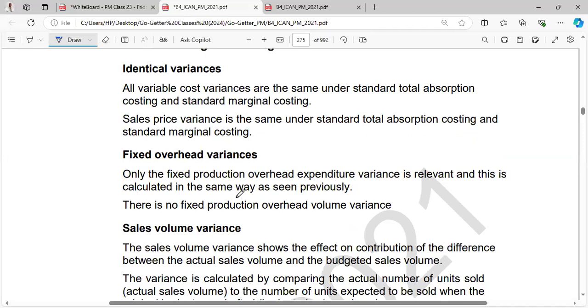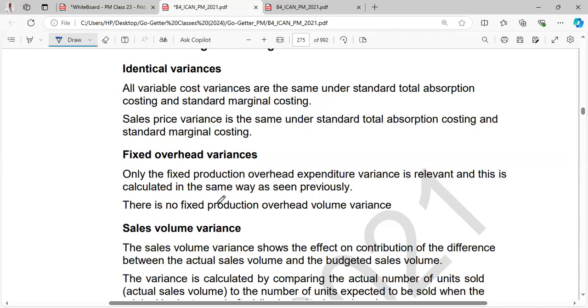Then there is no fixed overhead volume variance. So the volume variance that has capacity and efficiency will be all out. Only the expenditure variance is relevant.